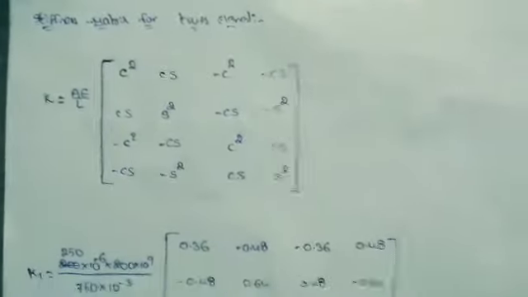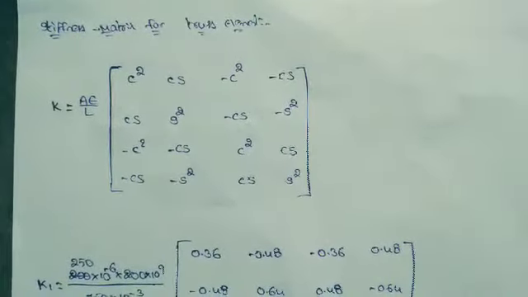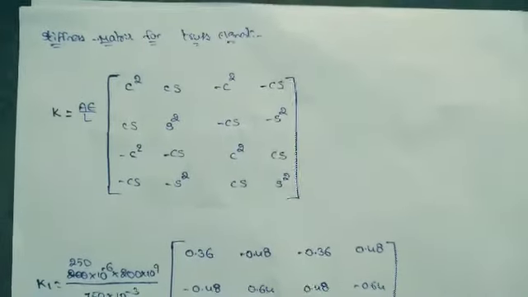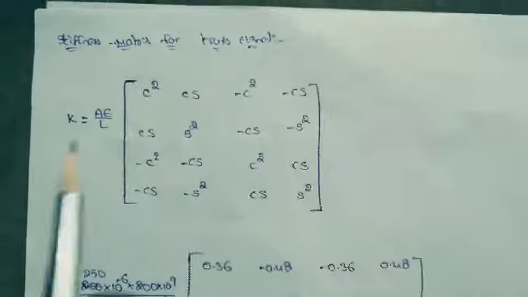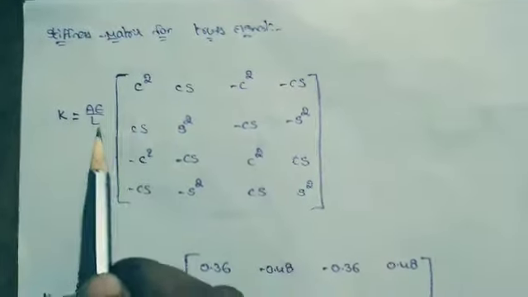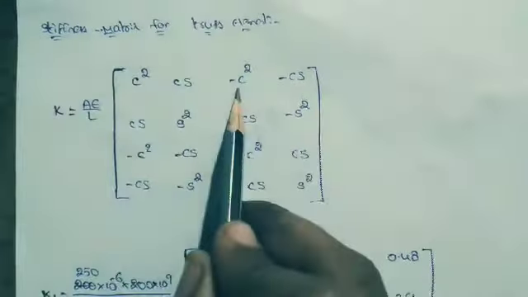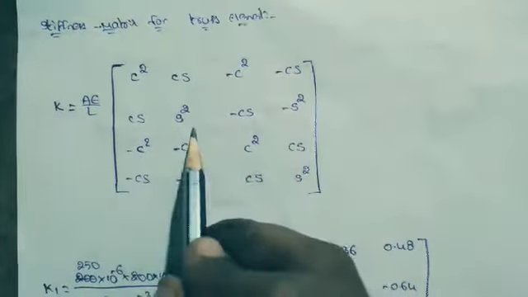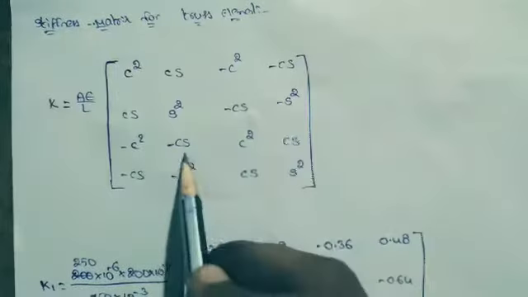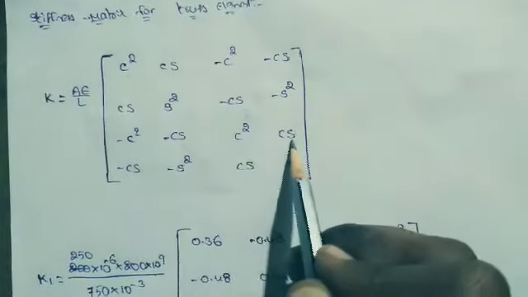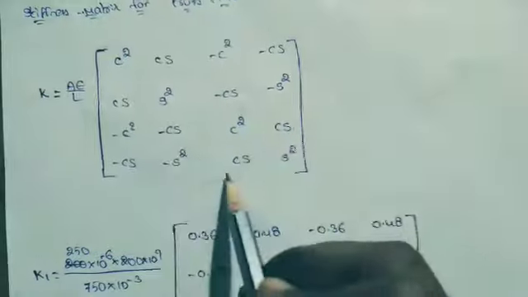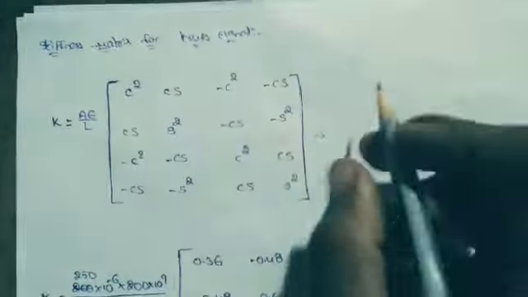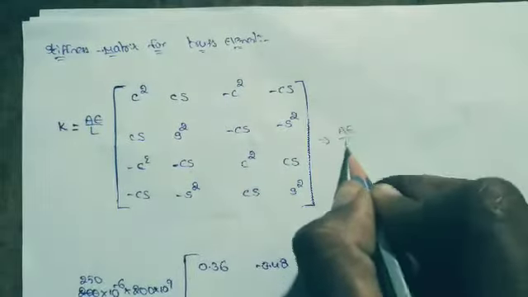After finding the direction cosine table, you have to find the element stiffness matrix for each truss element. Here the formula is K equal to AE by L, times the matrix: C square, CS, minus C square, minus CS; CS, S square, minus CS, minus S square; minus C square, minus CS, C square, CS; minus CS, minus S square, CS, S square. This matrix is easy to understand. Follow this rule, AE by L. Okay, open the matrices.